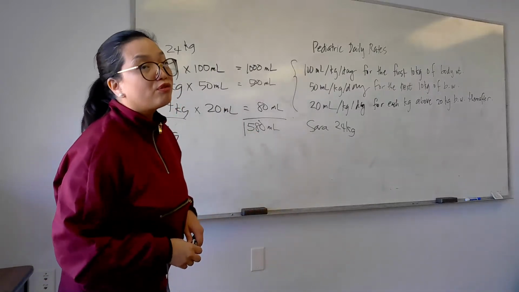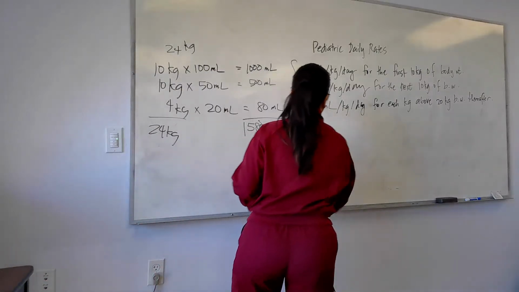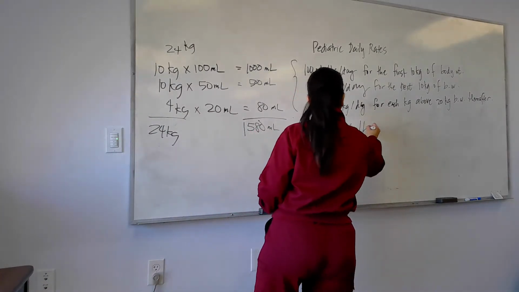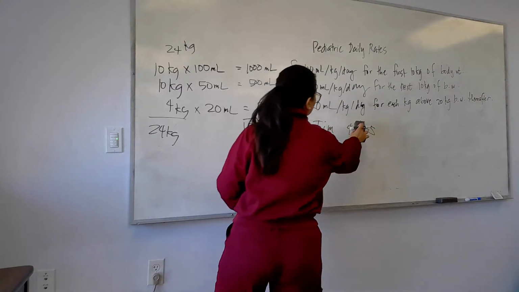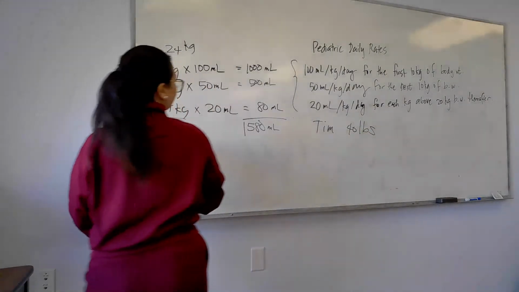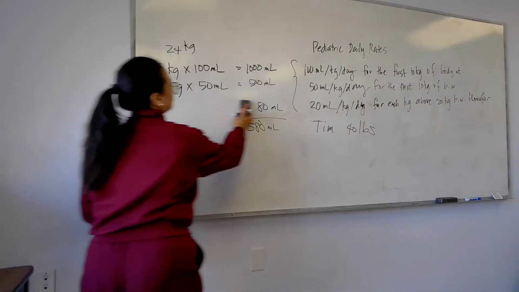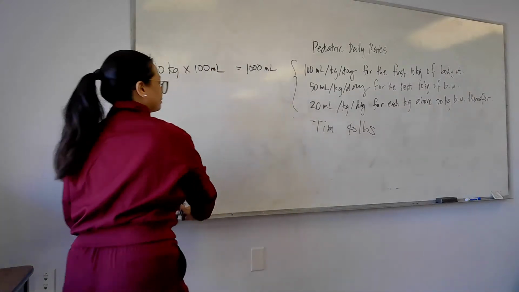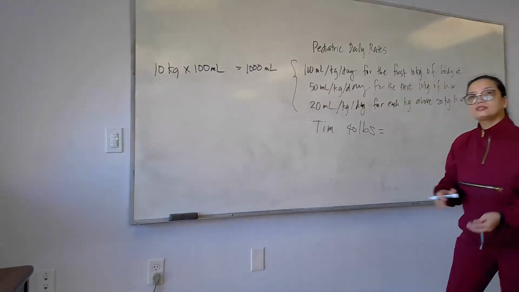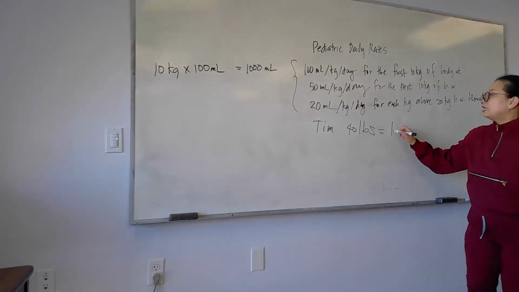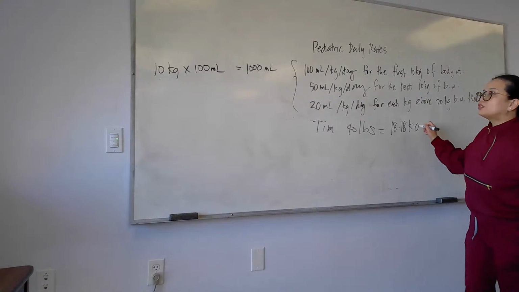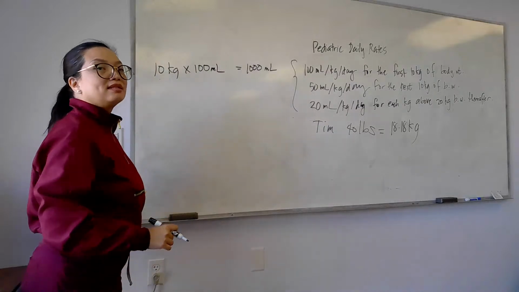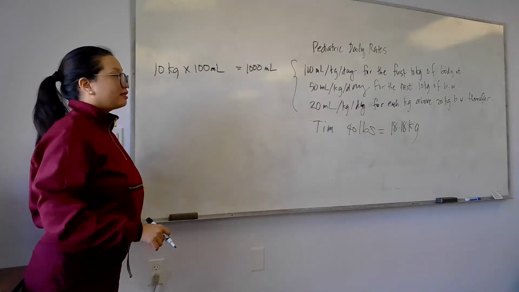Last one. Tim weighs 40 pounds. Your patient Tim. There's an extra step then, right? Weighs 40 pounds. How much is this in kilograms? 18.18 kg. Do I have a first 10? What's my next one then? What's my next tier?